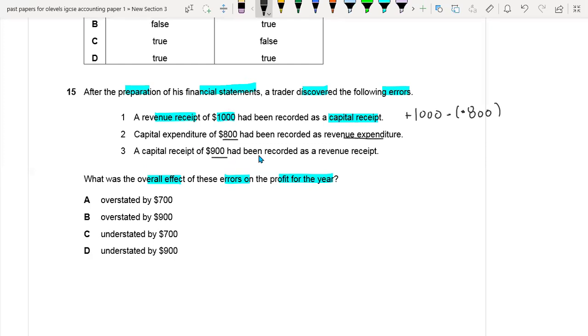Capital receipt of 900 had been recorded as a revenue receipt. So as you can see, we again understate our profit by recording the expenses. So that's why we have to deduct it. Capital receipt of $900 had been recorded as a revenue receipt. So we recorded it as a revenue receipt. So it means that we overstate the expenses and we understate the profit. Okay. So what does it mean? Just give me 1 second so I can calculate it.